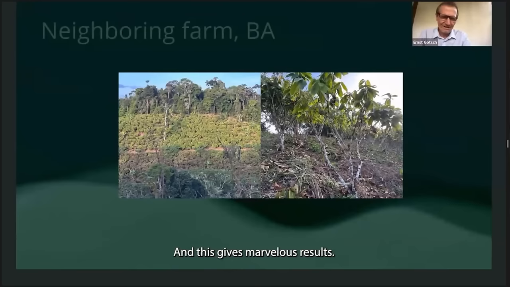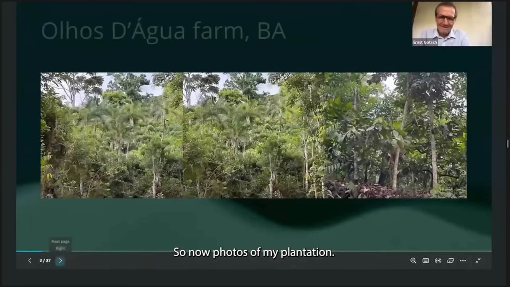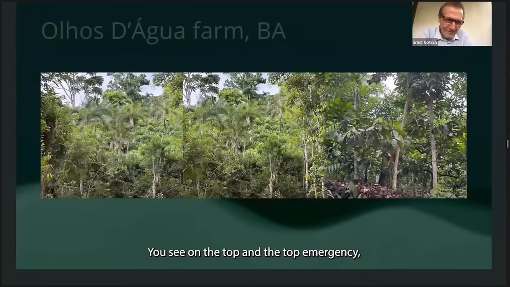Now please show photos of my plantation. This is one photo of my plantation, made at the same hour. You see here a stratified forest. On the top, the merchant trees, which I have spaced about 20 to 30 meters, one apart from the other. They are not submitted to annual topping. I only fell them to thin them out since the beginning.